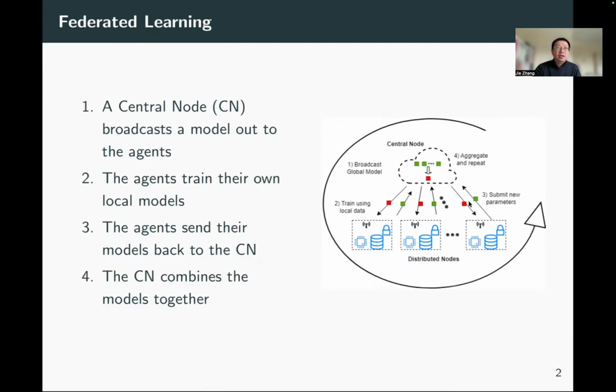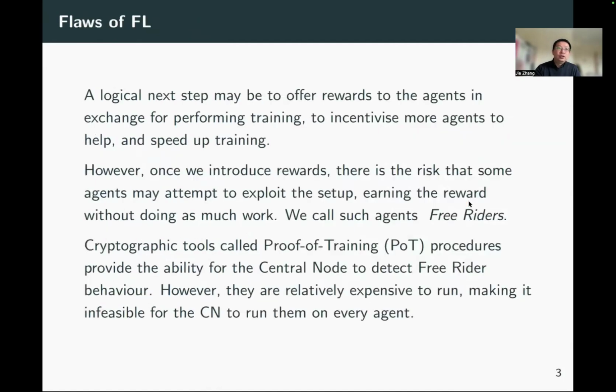The benefit of this is that we can use cryptographic techniques to ensure that the data and the parameters being shared between models are private. And also each federated agent can have its own personal training data that it doesn't need to share with anyone else. So this is a fairly simple procedure, and a logical next step is that we might want to offer some rewards for the agents in exchange for the training. This will help incentivize more agents to train the model, and it will therefore speed up the training process.